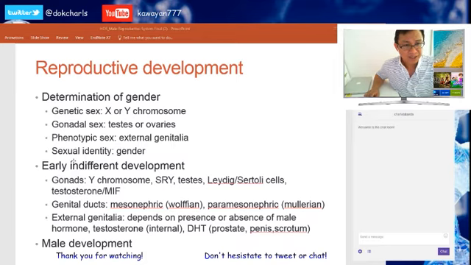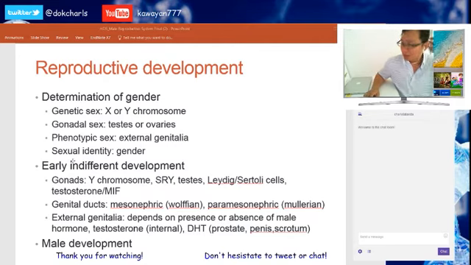The cells then invade the gonadal ridge, which is a mass of mesodermal tissue at the back of the abdominal cavity. Then they proliferate and become embedded medial to the developing mesonephros. And then 3 primary cell types develop in the gonadal ridge, which are your mesenchymal cells, your mesothelial cells, and your primordial germ cells.